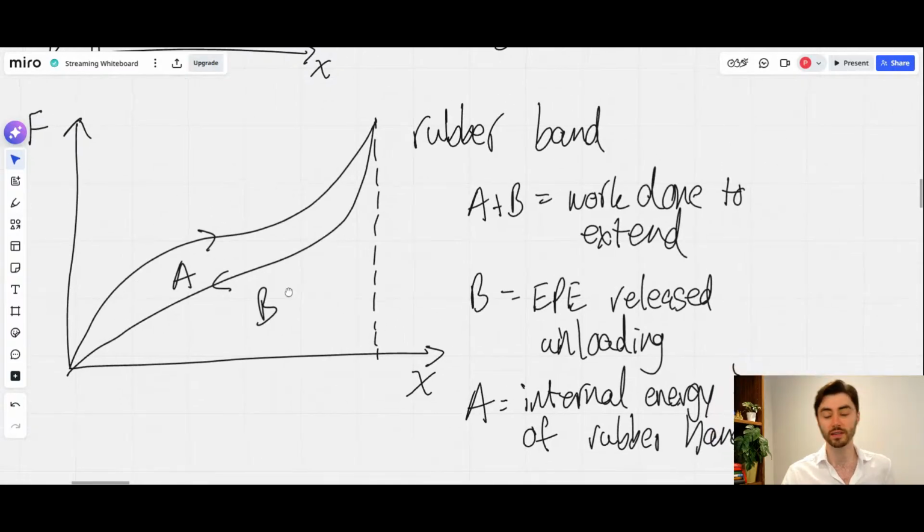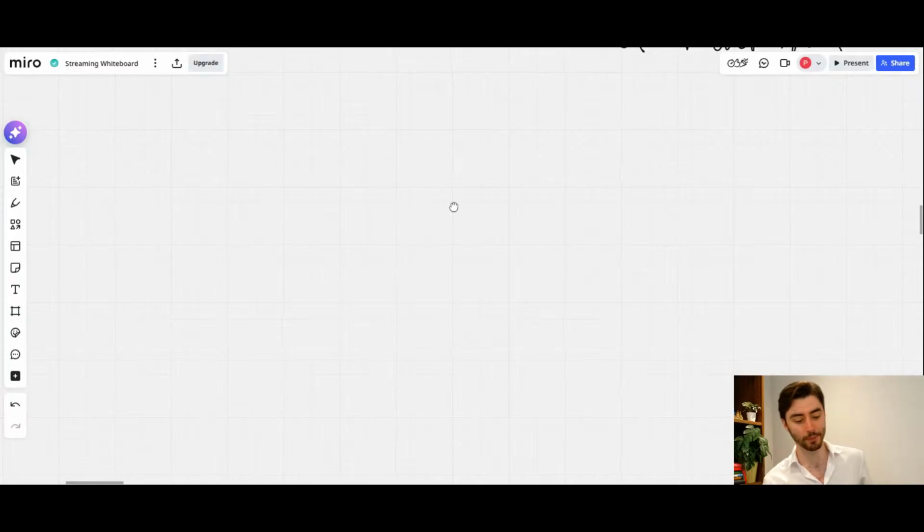How would you find the areas? Honestly, you would have to do that really annoying thing where you just count the squares. That's not an analytical thing that you can integrate. You would have to just legitimately count the squares. I know, it's my least favorite part of A-level physics.